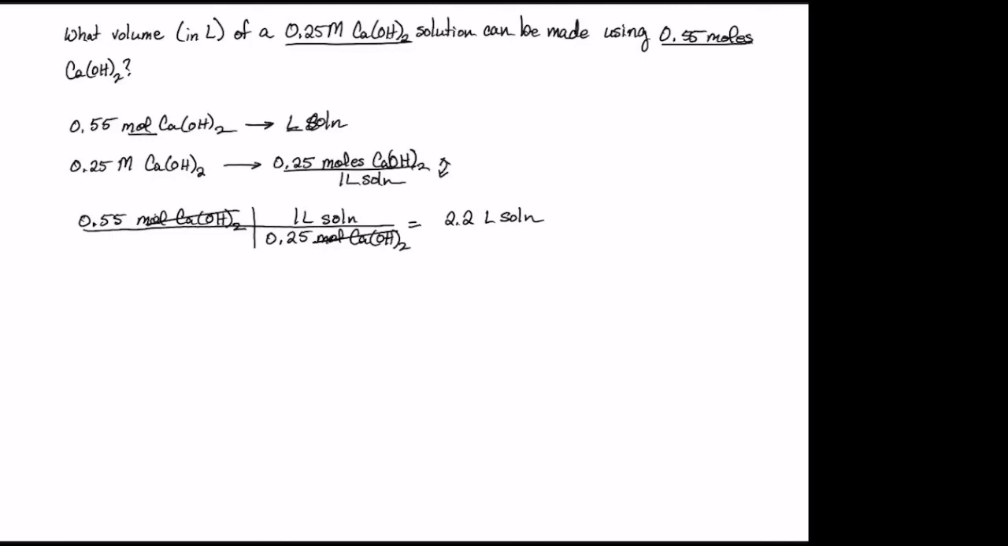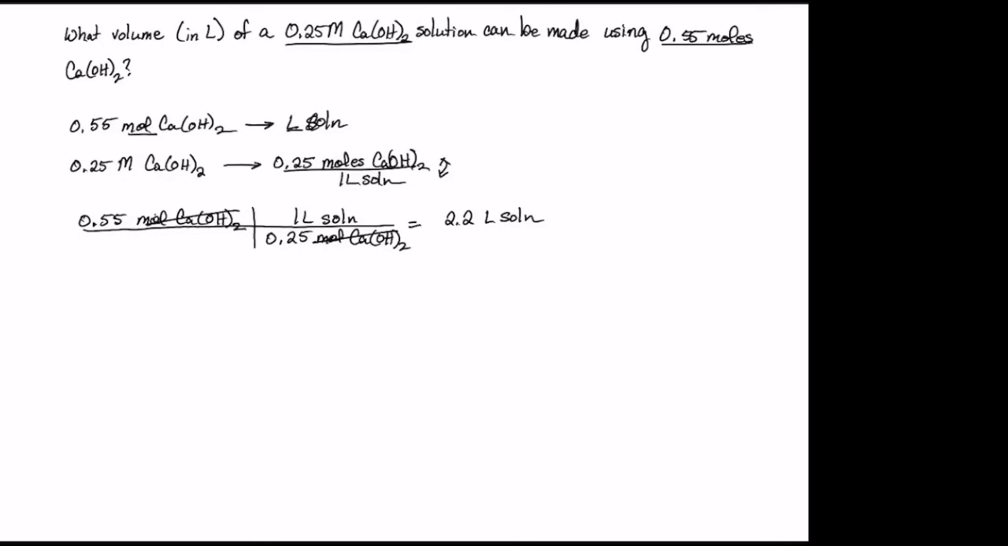Now you should always check your sig figs. This is multiplication and division, and according to the multiplication and division rule, the answer should have the same number of significant digits as the measurement with the fewest. 0.55 moles has 2 significant digits. The 1 liter of solution from the molarity is an exact number with an unlimited number of significant digits.